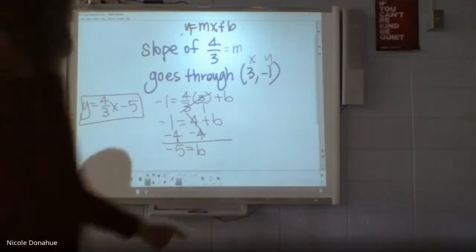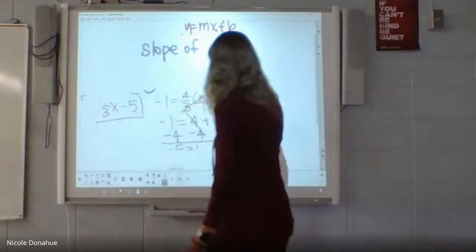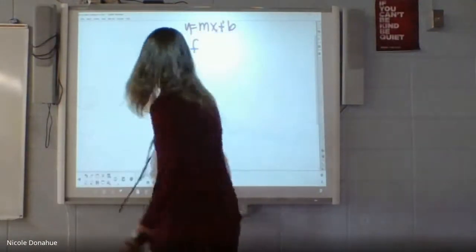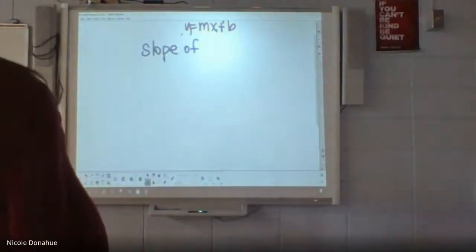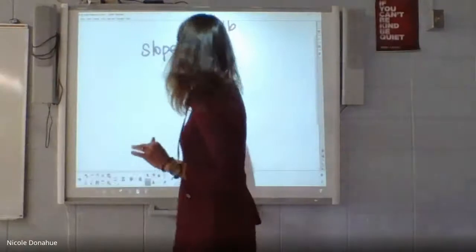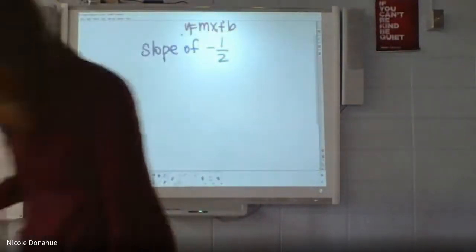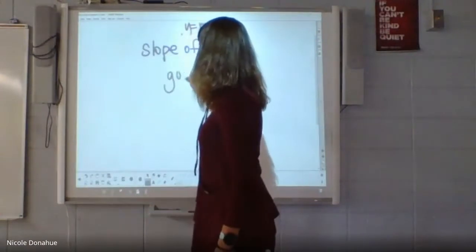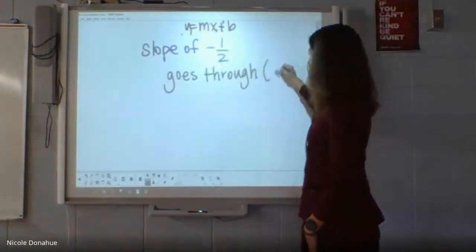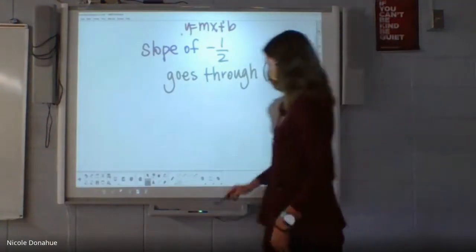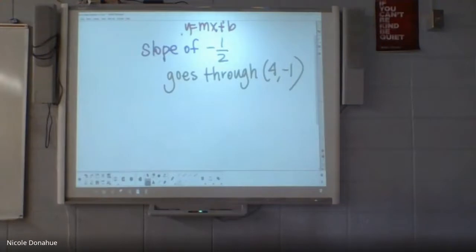So let's try. Again, I'm gonna do the same idea, and then, like I said, I'm gonna add to it, so it's gonna get a little bit trickier, and I don't want you guys to be lost on this before I move on. So a -1/2 slope, and it goes through 4, -1. So slope of -1/2, and it goes through 4, -1.